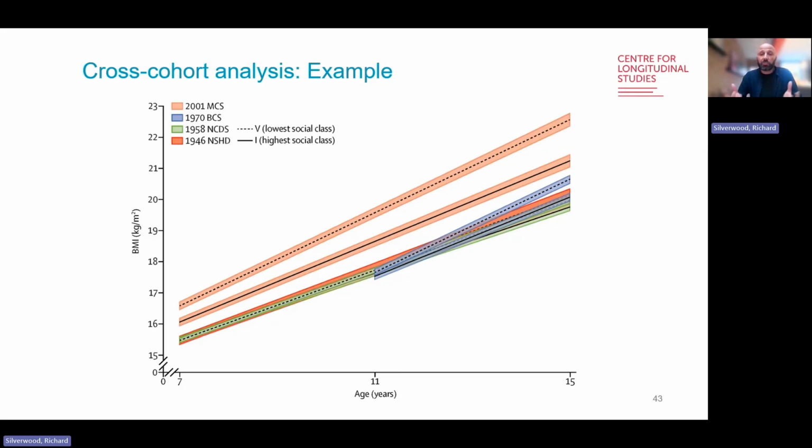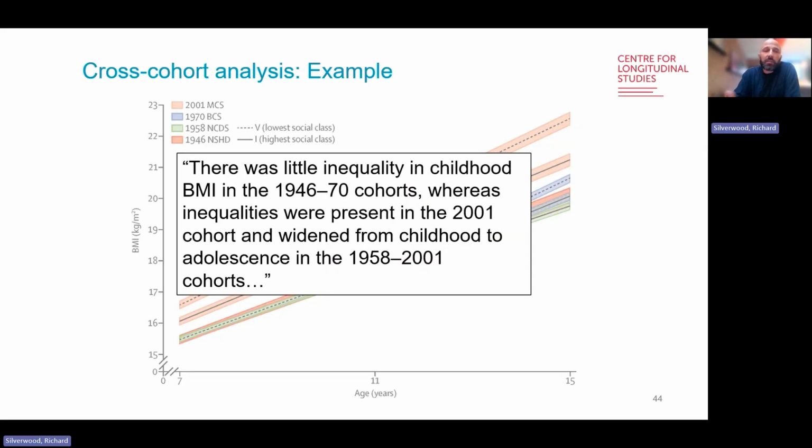So there are lots of very nuanced interpretations that we can make here. It's a very powerful type of analysis. This allowed the authors to draw conclusions such as this: that there was little inequality in childhood BMI in the earlier cohorts, inequalities were present in the most recent cohort, and the inequalities were widening from childhood to adolescence in all the cohorts except the oldest one.